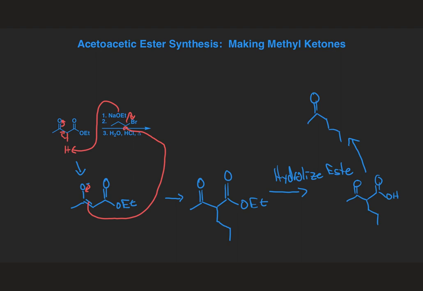So methyl ketone here. I have a methyl group hanging off of one side of the ketone, and that's coming from my starting material, or the acetoacetic ester. And this propyl group, again, is coming from the alkyl halide that I started with.